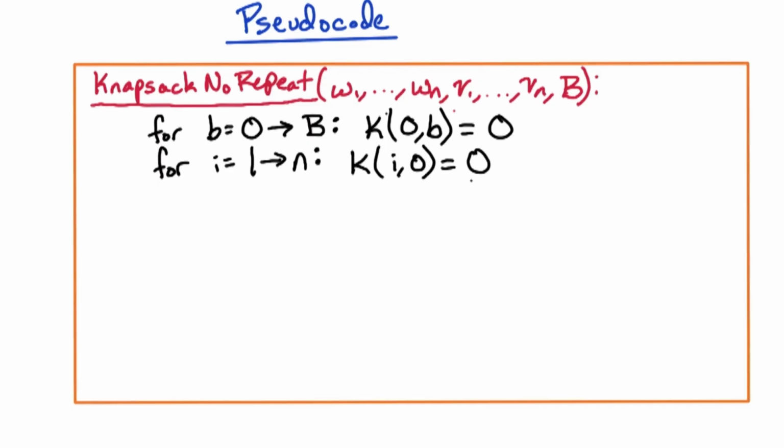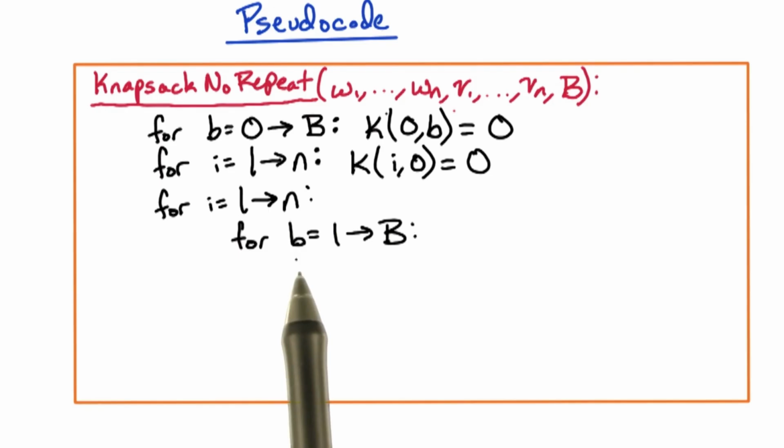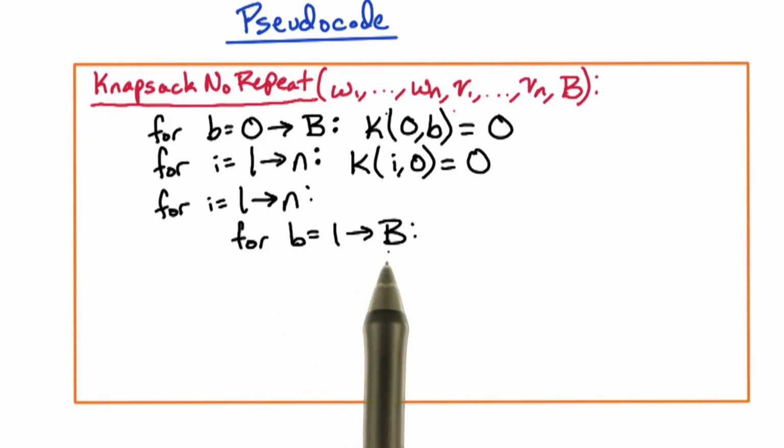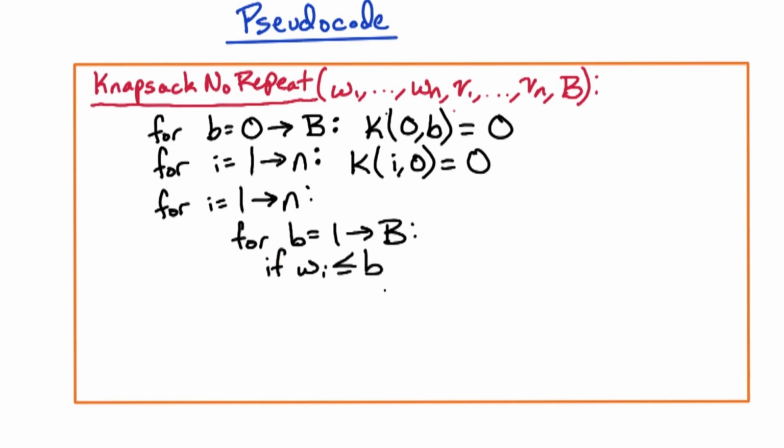Now let's fill the interior of the table, and we'll do it row by row. So we'll have a for loop where i varies from 1 to n. This will be the current row. And then we'll vary the parameter little b from 1 to capital B. This will bring us along the current row. To fill the entry K(i, b), we have to first check whether object i fits in the current capacity available, which is little b. So we need to check whether the weight of the ith object, which is wi, is smaller than little b or not.